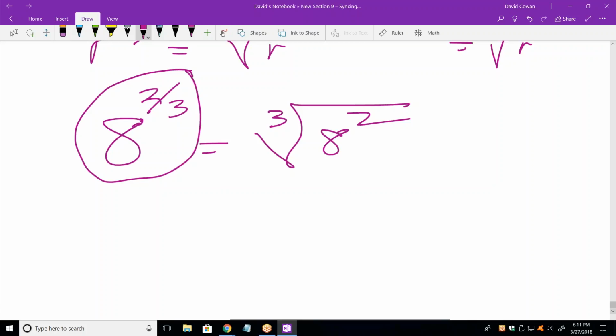What number multiplied by itself 3 times equals 8? When you have problems like this, it's always going to be a small whole number. In other words, your answer is going to be 1, 2, excuse me, 2, 3, or 4. Well, which one is it? What's the cube root of 8? What number multiplied by itself 3 times equals 8?